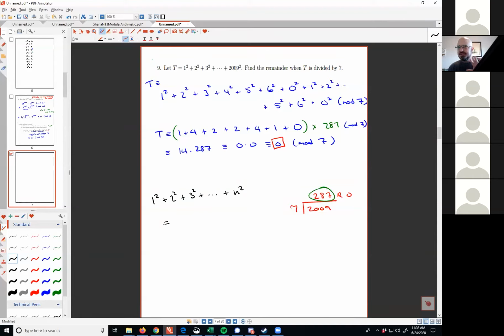Okay, if you haven't seen this before, I'm going to go ahead and write it. And in a couple of weeks, maybe we'll see if we can prove this when we're doing algebra. I won't do it today, but the formula here is n times n plus 1 times 2n plus 1, all divided by 6.